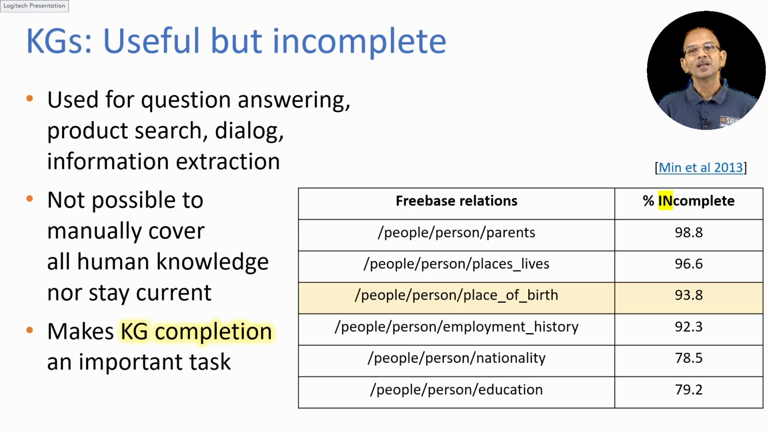For example, Freebase, another big knowledge graph, has the place of birth unknown for 93.8% of people inside Freebase. This makes knowledge graph or knowledge base completion a very important task. We need to complete a knowledge graph not only explicitly so that the knowledge graph can grow, but also implicitly when they are consulted by large language models and question answering systems. We shall see this when later on in this module we reconcile knowledge graphs with large language models.